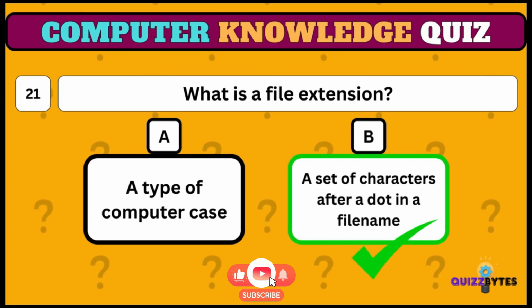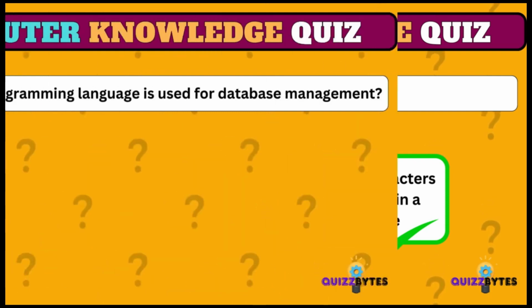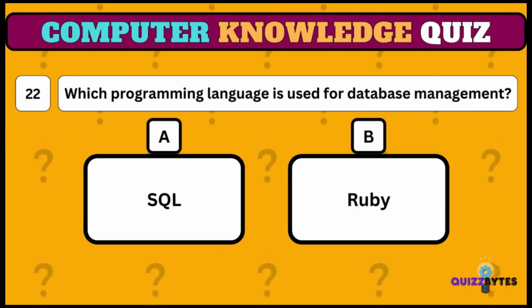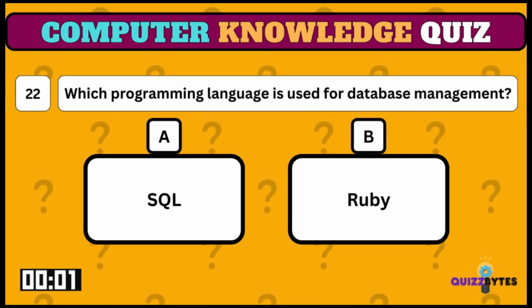You're absolutely right. A file extension is a set of characters after a dot in a file name, indicating the format or type of file and determining which program should open it. Now, on to question 22. Which programming language is used for database management? A. SQL or B. Ruby?